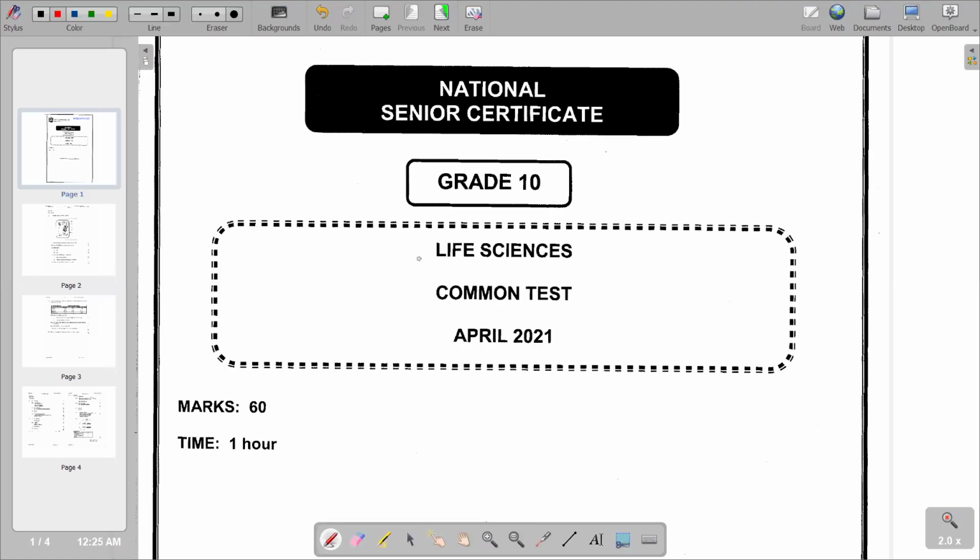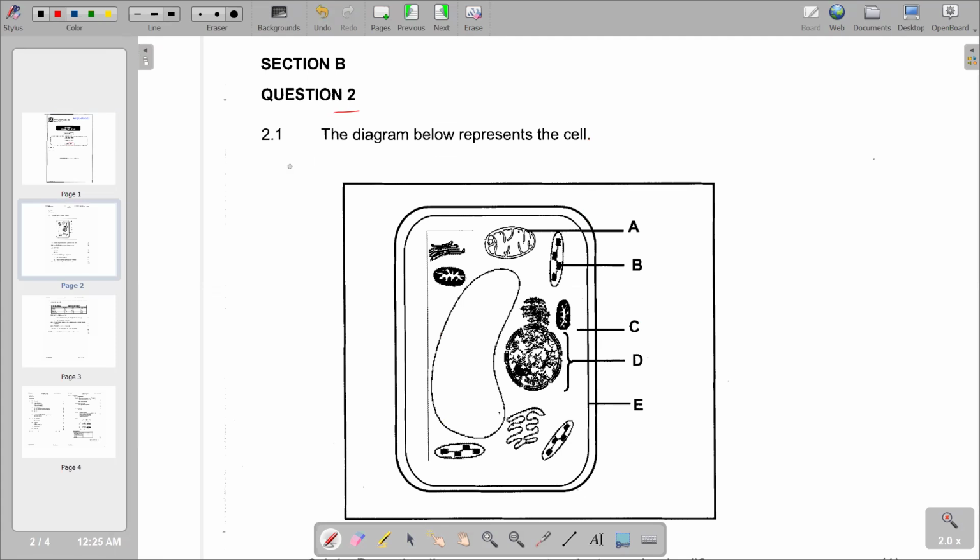Hello there. Welcome back to Grade 10 Life Sciences. In this video, I want to look at a common test of April 2021. So we are going to look at question 2 of that question paper. So this is our question 2.